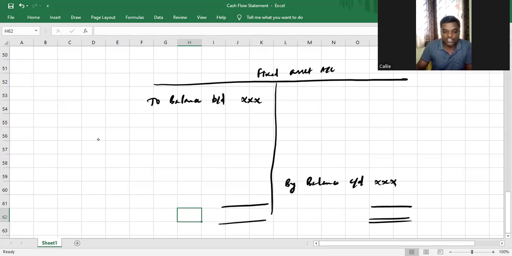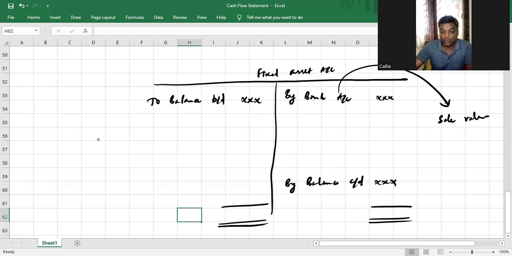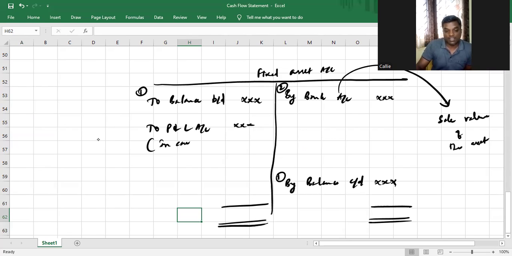And as there is no accumulated depreciation, the next thing to do would be to sell the asset and receive the money. When you sell the asset, the sale value of the asset will be written on the credit side. Sale value of the asset. Now, this is relevant only when some asset has been sold. First thing to do. Second thing to do. After you sell the asset, there will be profit or loss. If it's profit, you write it on the debit side, by P&L account, in case of profits. And if it is loss, you write it on the credit side, by P&L account, in case of loss.